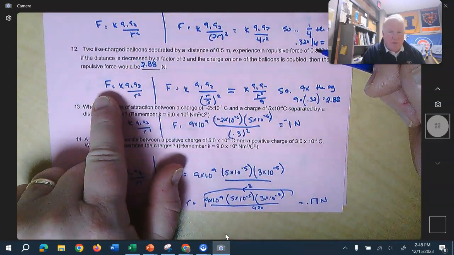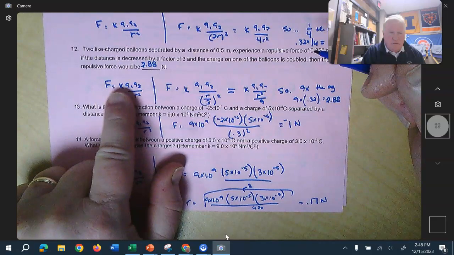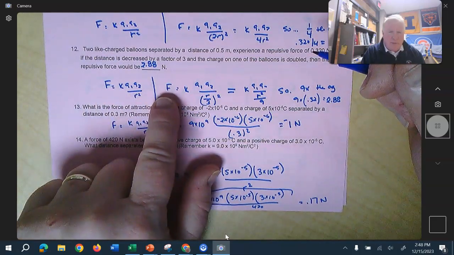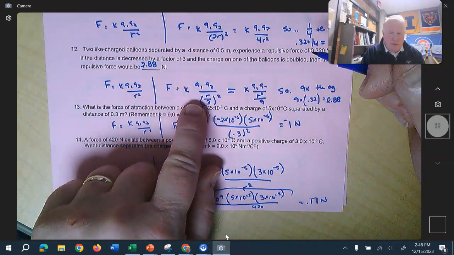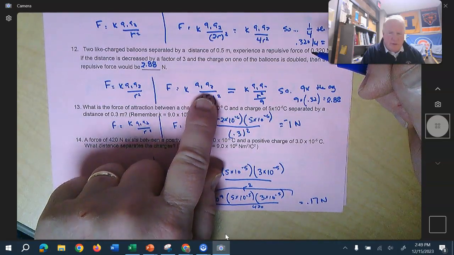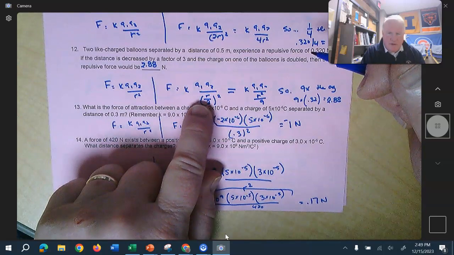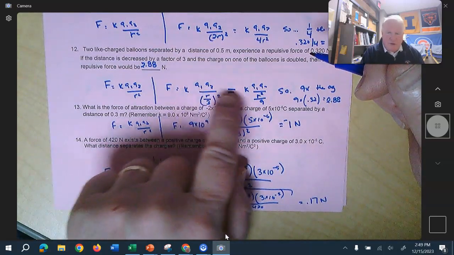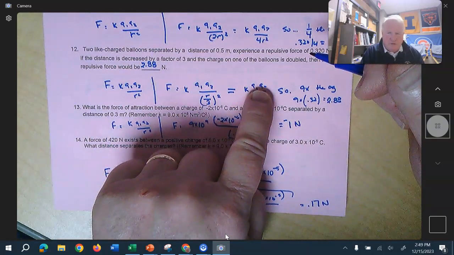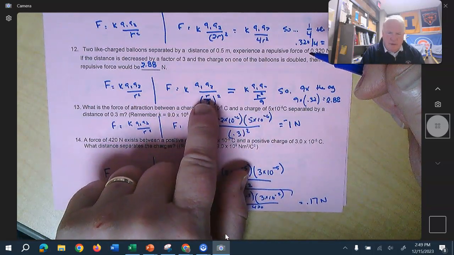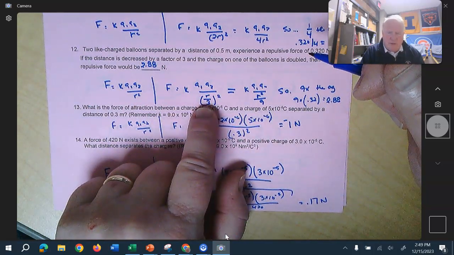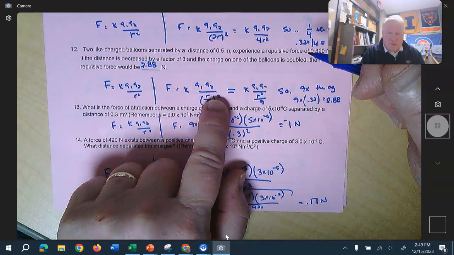So remember what we do is we write down the equation. So here's just Coulomb's law by itself. And then we rewrite the equation, this time with what they told us happened. So we're going to reduce the distance by 1/3. Then we simplify. So we didn't change K, we didn't change Q1, we didn't change Q2. But we did cut the radius by 3. And so we have to square that.